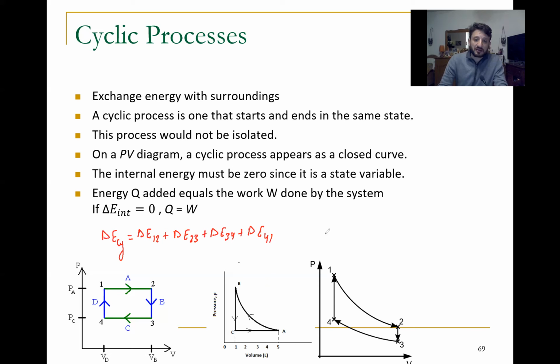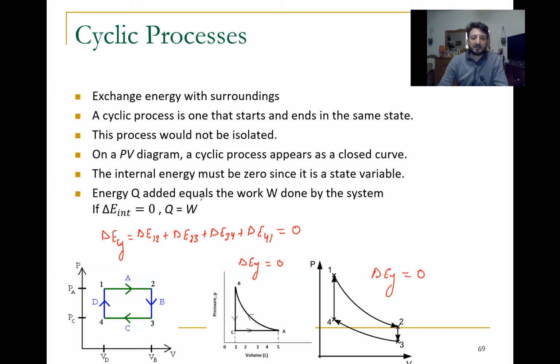Delta E of the total cycle equals 0, for any closed cycle. Also here, delta E of the cycle equals 0, equals delta E AB plus delta E BC plus delta E CA. And here also delta E of the cycle equals 0.